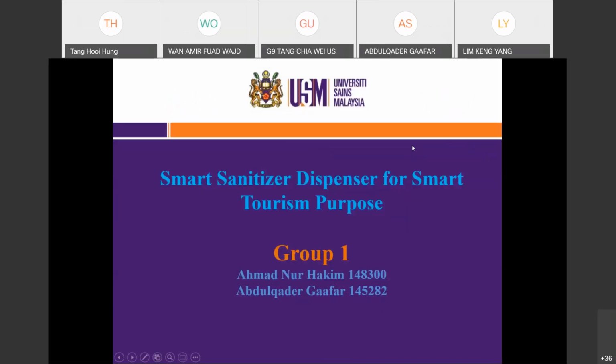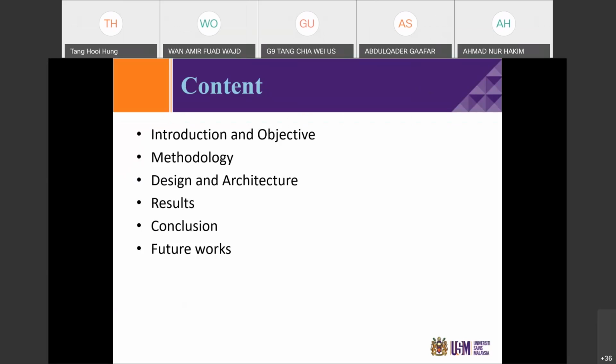Assalamualaikum warahmatullahi wabarakatuh. We are from Group 1. We are presenting a smart sanitizer dispenser for smart tourism purposes. Today, I'm Hakim and my partner Abdul Kadir Dafa will present this. We will present starting from the introduction and objective up until the future works.